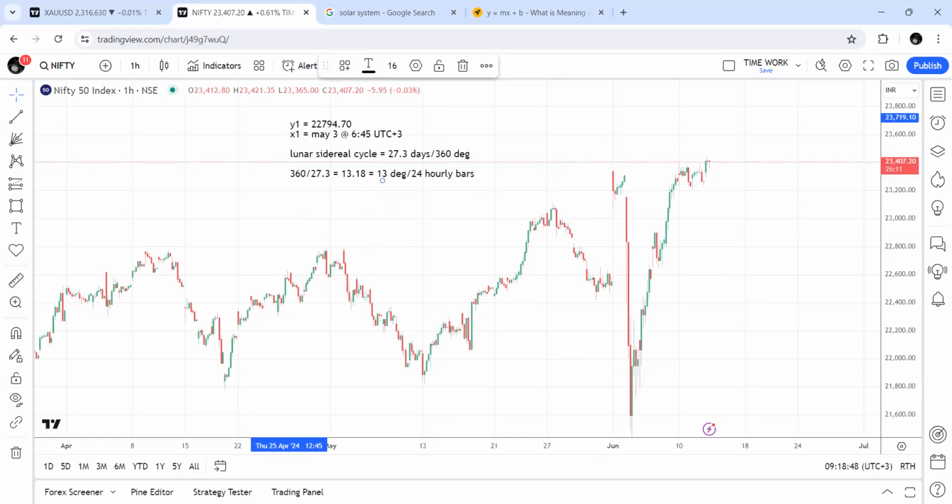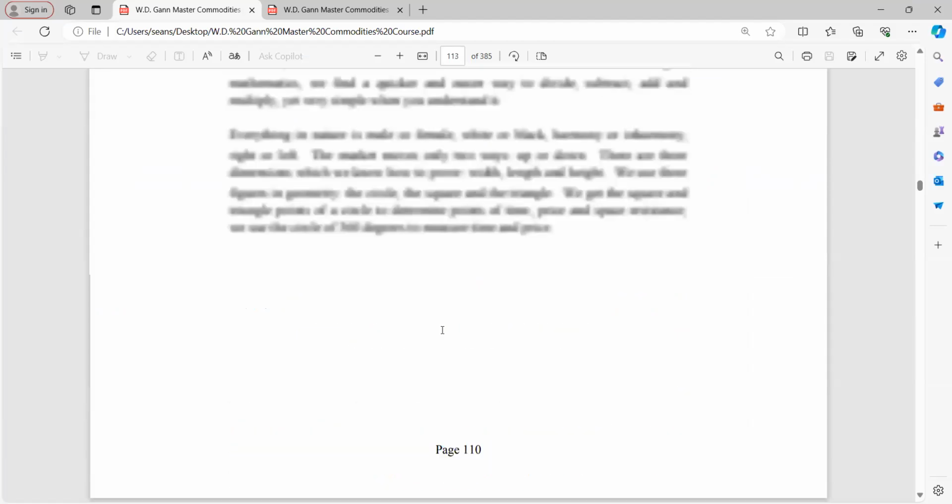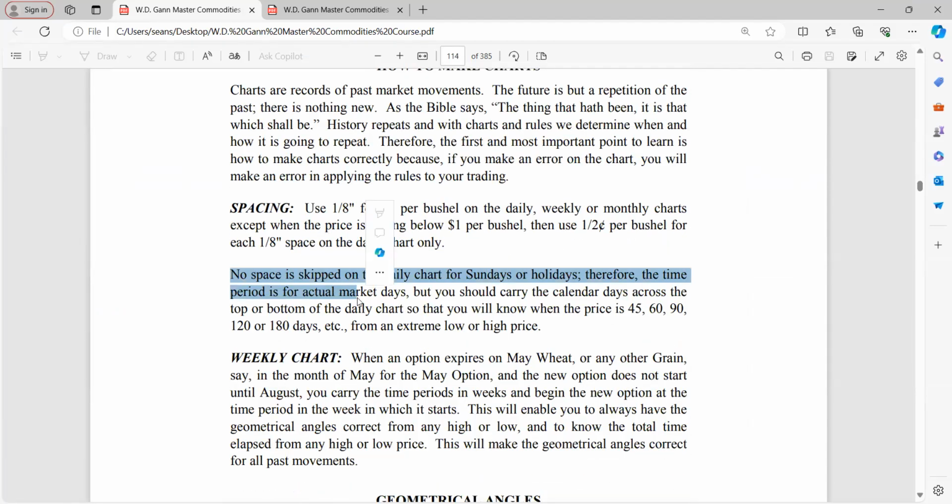Let's go back to the text. So remember in the section how to make charts, Gann says here, no space is skipped on the daily chart or whatever chart you're looking at for Sundays or holidays. Therefore, the time period is for actual market days, but you should carry the calendar day across the top or bottom of the daily chart so that you will know when the price is, and he's projecting the angles. Okay, so what we're doing is using only market time, and therefore if we have 24 hours, we're looking at 24 hourly bars. So if you're on the 23rd hourly bar on Friday, you'd still carry that over to the Monday, right? It wouldn't be on the weekend or anything like that. Beautiful.